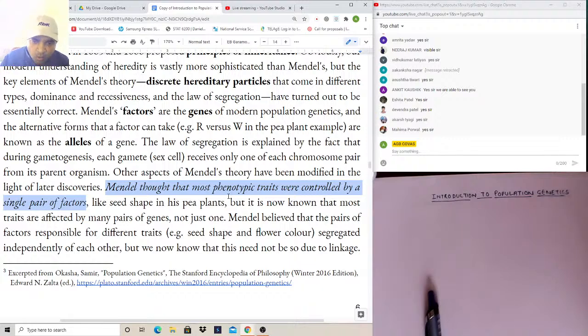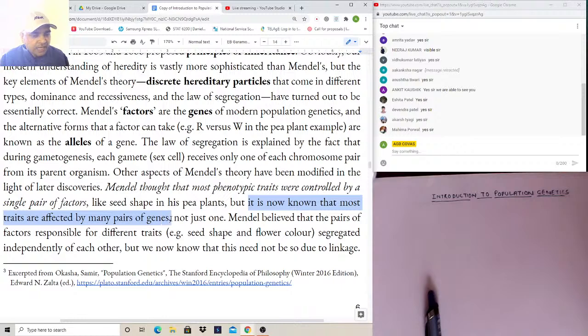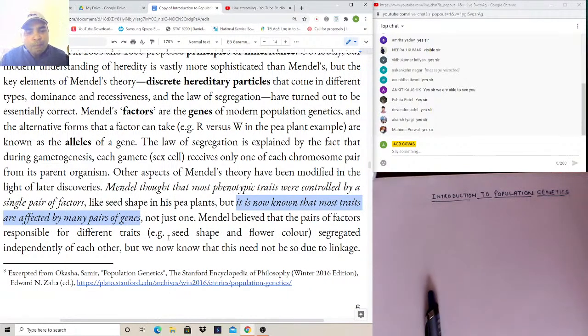But it is now known that most of the traits are affected by many pairs of genes. If you take most of the traits, they are not affected by a single pair of genes. Rather, they are affected by many pairs of genes and not just one.